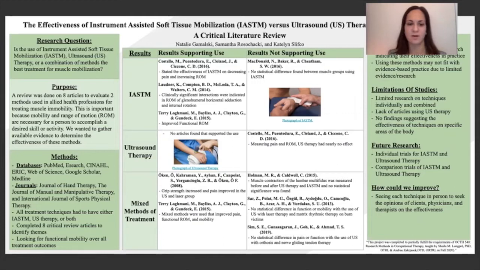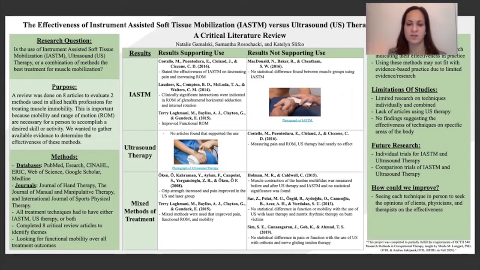The top part of our table talks about IASTM. In the top left box, we grouped studies that support the use of IASTM because they found statistically significant results in reducing pain and/or range of motion. In the top right box, we found one article that used IASTM alone and did not have any significant effects on muscular efficiency or performance. Here you see a picture of IASTM. As you can see, a tool, often made of stainless steel, is being used in order to manipulate the soft tissues in the hand and wrist.